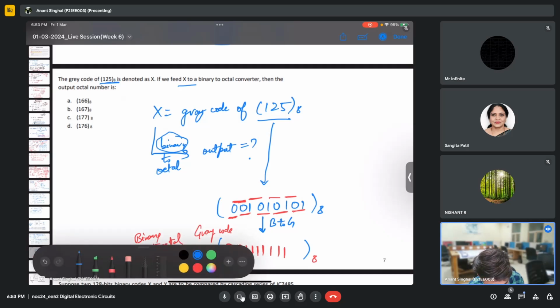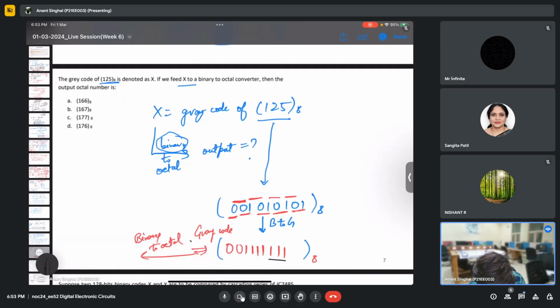To convert a binary into octal, what we need to do is make them in pairs again, and whatever the number we are getting will be the final octal digit. So this is 001, which is 1, 111 is 7, and again 111 is 7. So this will be the final output of the binary to octal converter, which is option C. Is there any doubt in this?